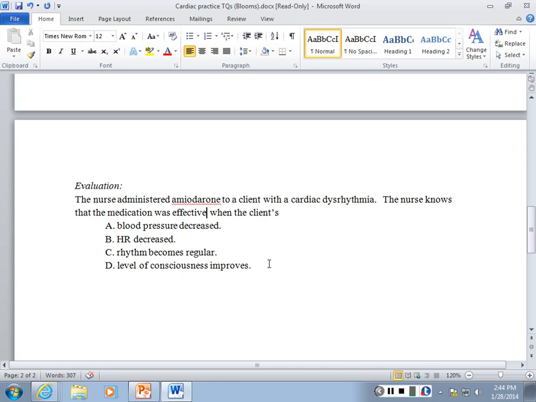Because amiodarone is an antidysrhythmic, right? And we use it usually when the patient has an irregular rhythm or something like that. So this is the best measurement of this medication. We're assessing the change in the dysrhythmia, right? D, maybe the patient might be more alert. Maybe they got a little more cardiac output. But this is the best measurement because this is an antidysrhythmic, and we're assessing the rhythm here. Okay? Those match the best.